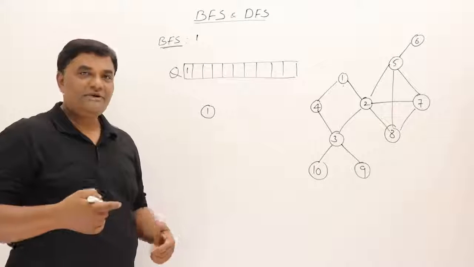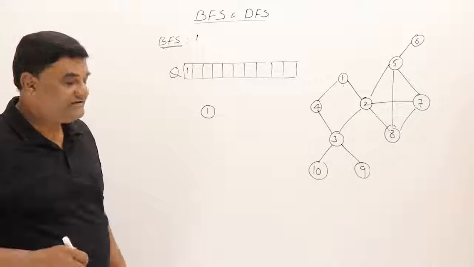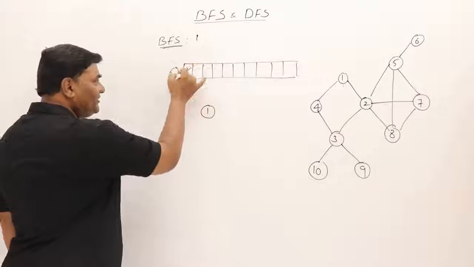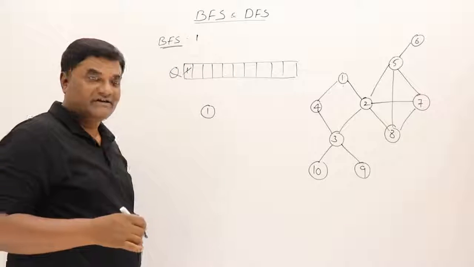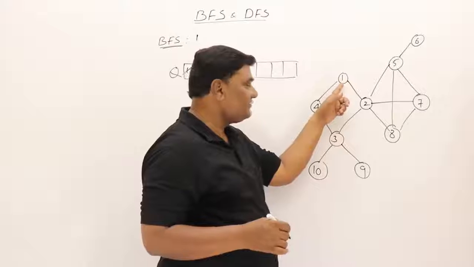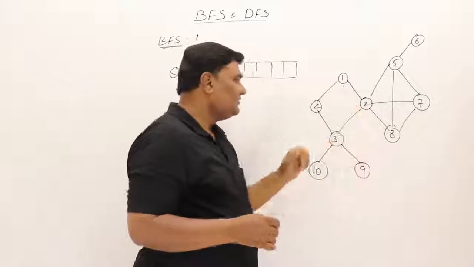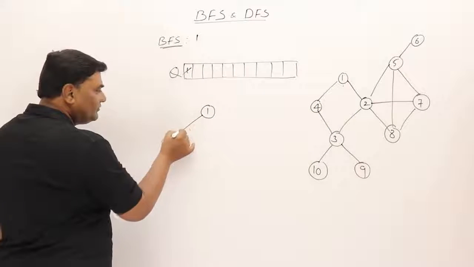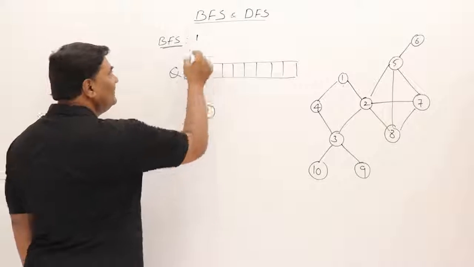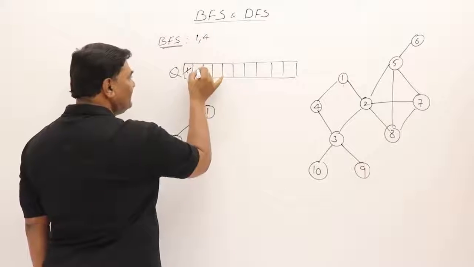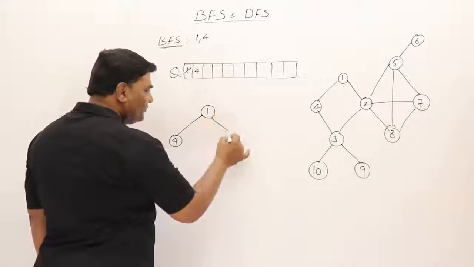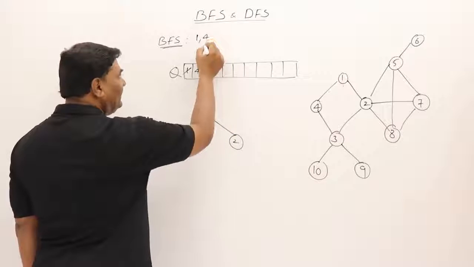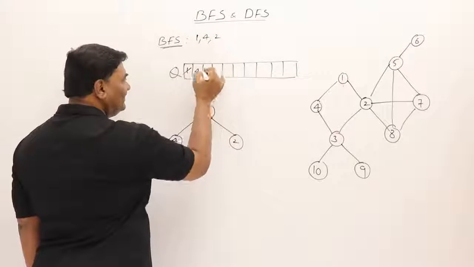Now we will perform the repeating steps. So what are those repeating steps? Take out a vertex from Q and start exploring it. So vertex 1, who are adjacent to 1? 4 and 2. So explore them. First I want to visit 4. Okay, add it to result and also add it to Q. Next I want to go to 2. Okay, add it to result and also add it to Q.